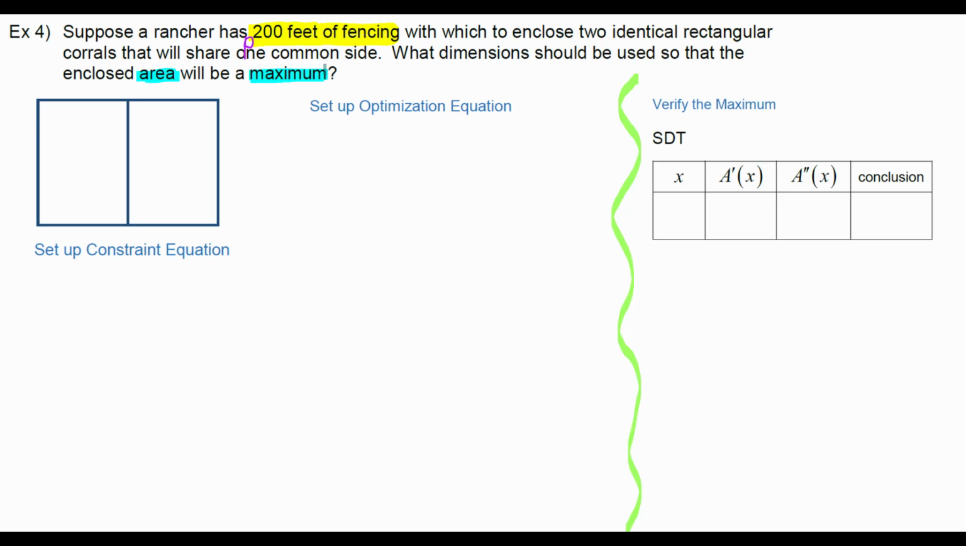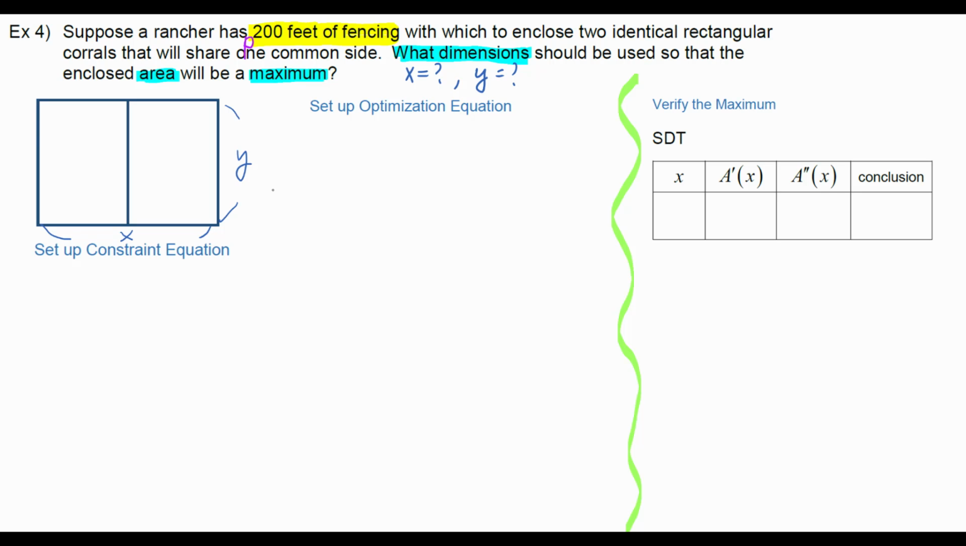So our optimization equation will be, of course, the area of this rectangle. And the question is, what dimensions? So I'm going to call the length of this rectangle x, and I'm going to call the width of this rectangle y. So my answer has to be x is what and y is what.